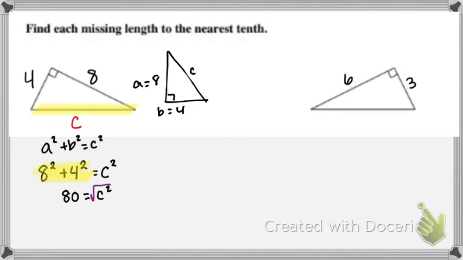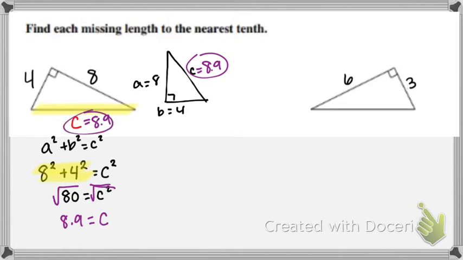We do that because this exponent of 2, the opposite or undoing of the square, is taking the square root. And so when that happens, the 2 and the square root cancel out, and we just have c on one side. And on the left side, we're going to put that in the calculator. So square root of 80, we get 8.9. So that means C is equal to 8.9. That is our answer.